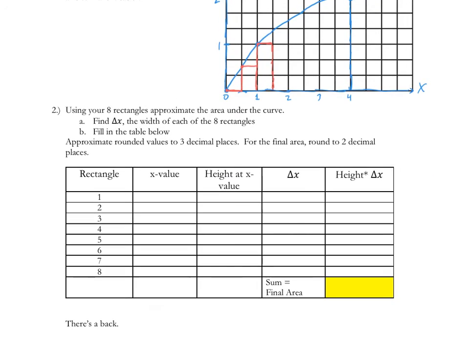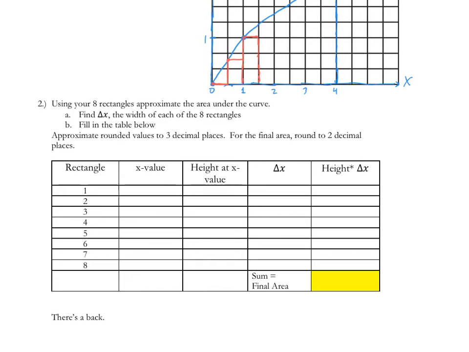Then in step 2, your number 2, whatever you're going to call it, using your 8 rectangles, approximate the area under the curve. First it says, find delta x, which represents the width of each rectangle. Well, if the region is from 0 up to 4, and I have 8 rectangles there, hopefully you can see how delta x would be equal to a half. Okay, and that half goes in that column, the whole way down, fill it in, 1/2.